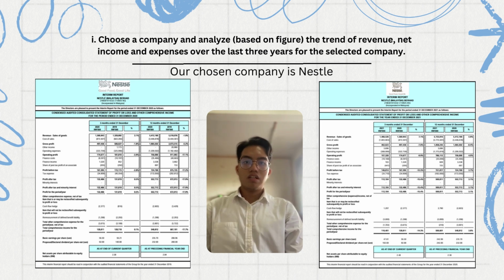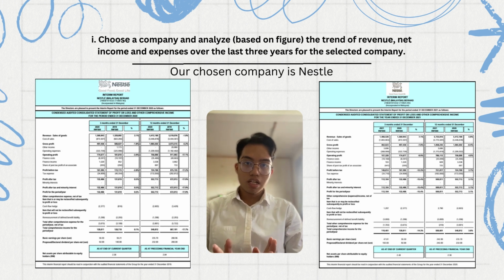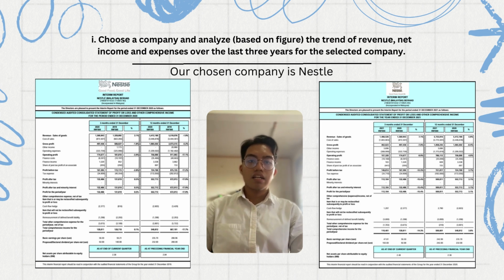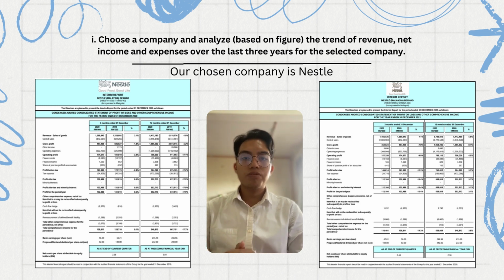MDB2211090. Alright, I will explain Question 2, part 1. The question is: choose a company and analyze, based on figures, the trend of revenue, net income, and expenses over the last 3 years for the selected company. The company that I chose is Nestle. As we can see, I have attached in the slide here a statement of profit or loss for the period ended 31 December 2019, 2020, and 2021.